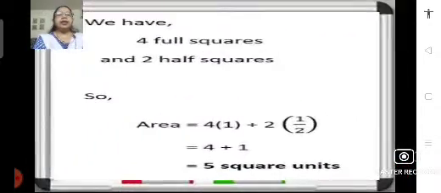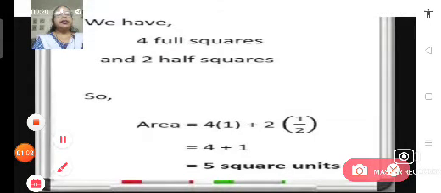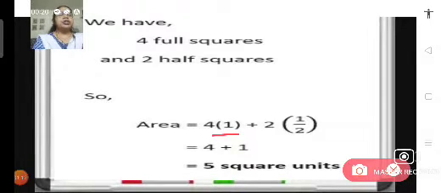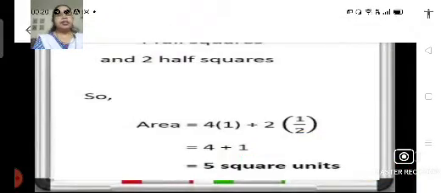Now let's find the area. So we have 4 fully filled squares, that means 4 into 1, and 2 half filled squares, that means 2 into half. So 4 into 1 becomes 4 and 2 into half becomes 1. 4 plus 1 is 5. So the area of this figure is 5 square units. Children, please check your answers and if necessary, make corrections.